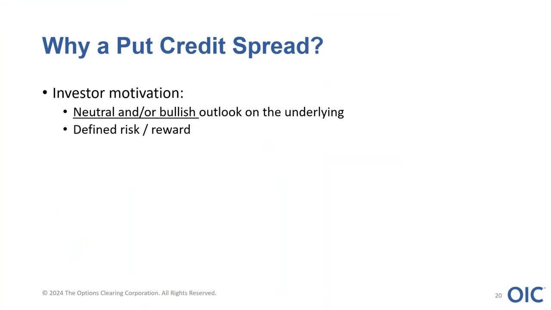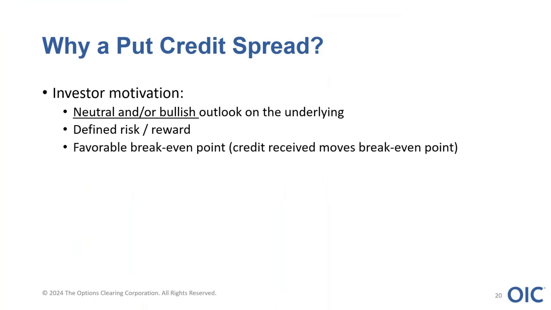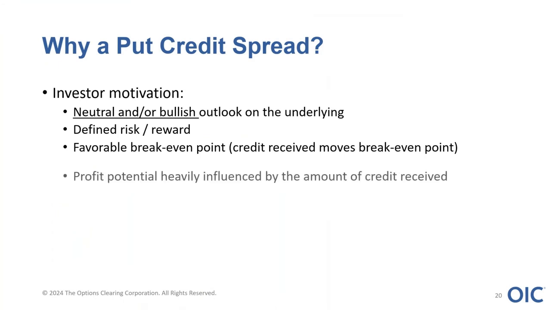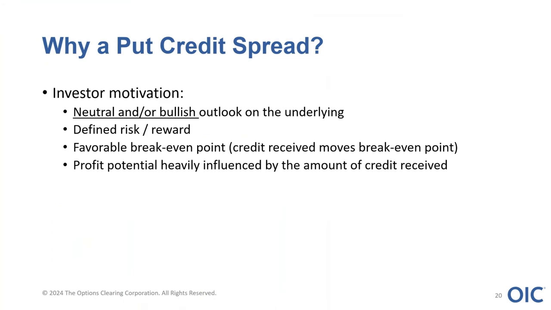You have defined risk and reward because of the inherent optionality that exists in carrying both a long option position and a short option position on two different strikes. That does not change between the call spread and the put spread. Again, the same thing is true here. Favorable break-even points come from the credit that you're receiving when you sell that option that is bigger than the option that you're buying. And the profit potential is heavily influenced by the amount of that credit that you receive. The more credit that you create when you sell the spread, the larger the cushion that is going to be built in to how your P&L graph looks and where the break even is.